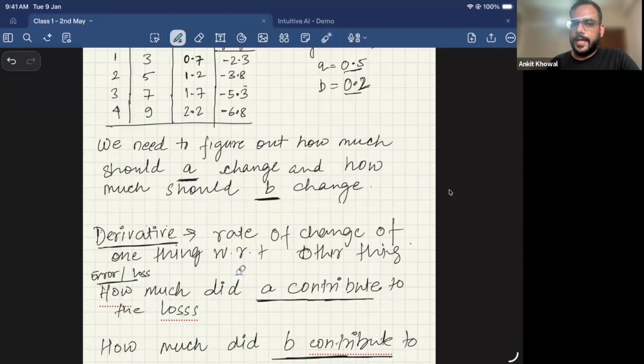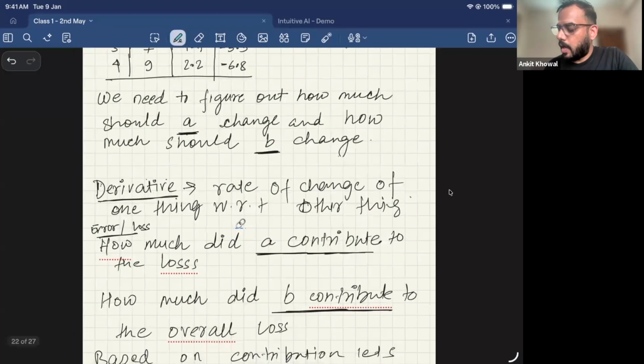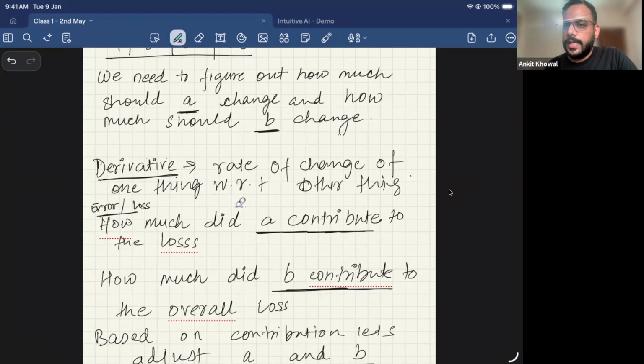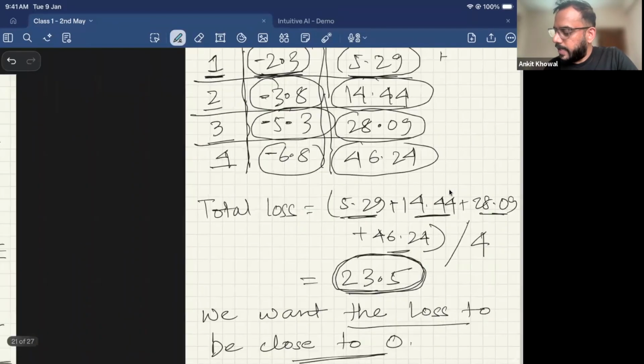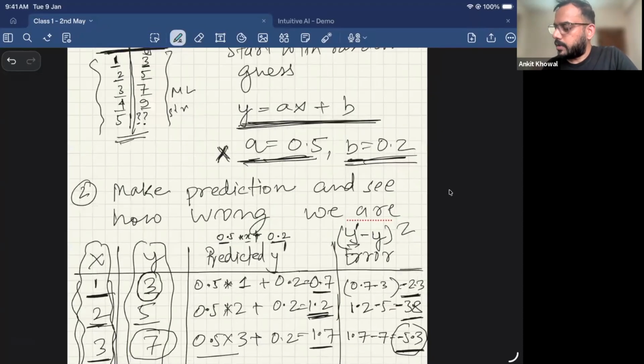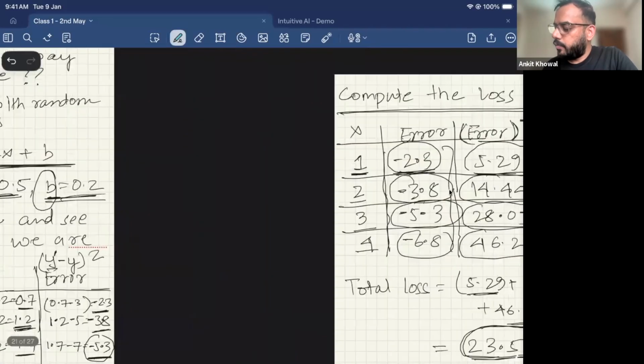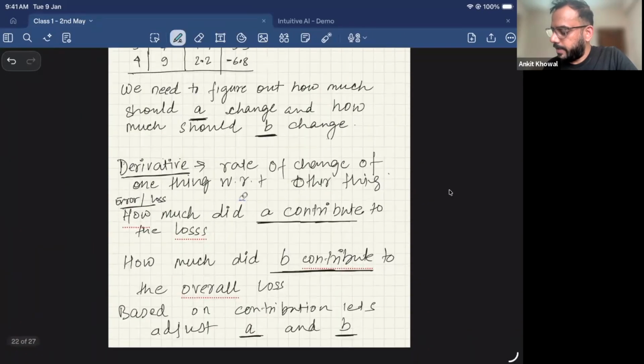So think of it like that: I have a loss. I know the error, right? But now I want to see what was the impact of A on the error, or what was the impact of B on the error. A and B were contributing to the output, right? So in this particular step, we know the loss. Now, how much did A contribute to the error, and how much did B contribute to the error? We are trying to figure that out using derivatives, right?